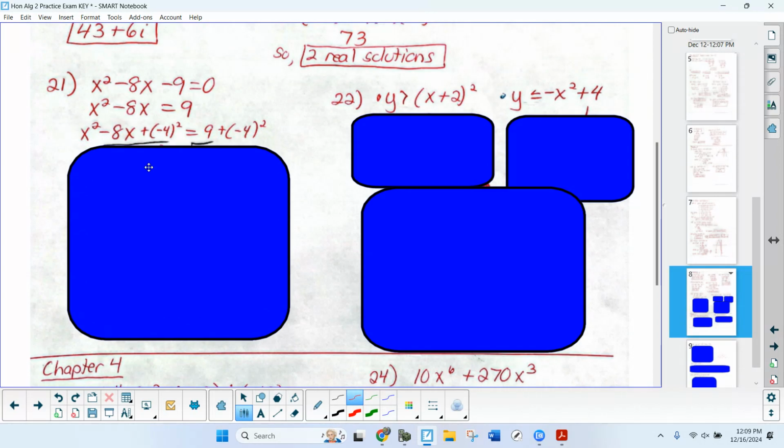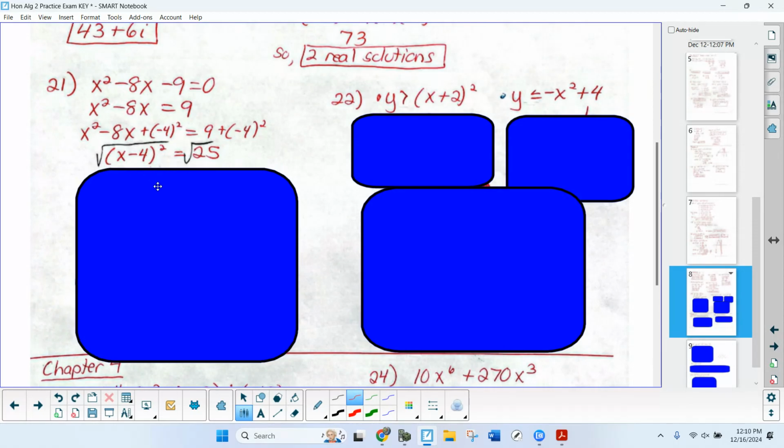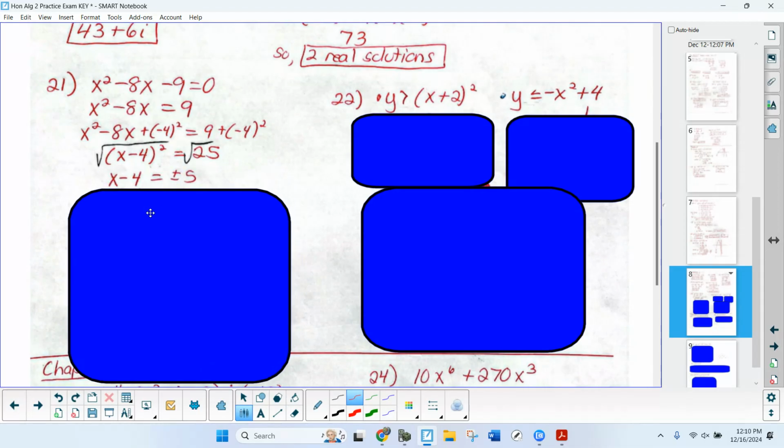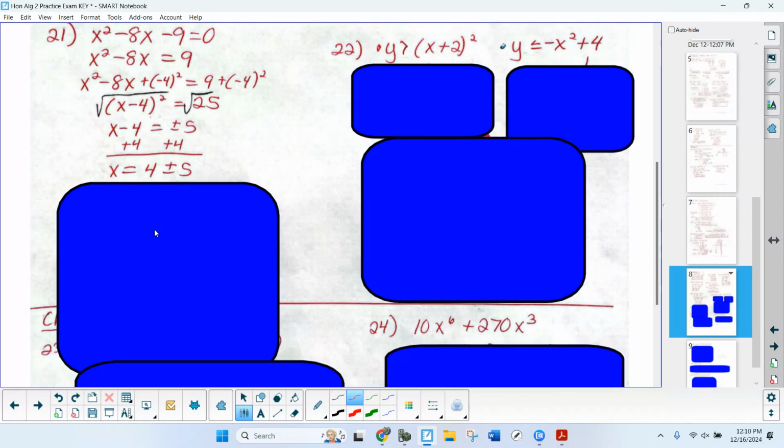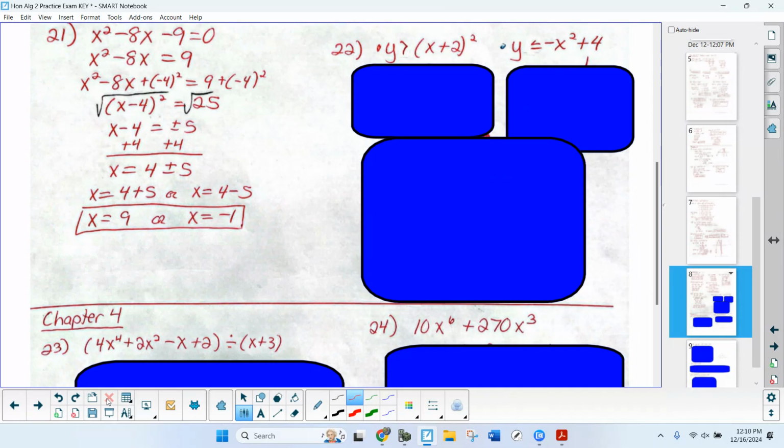Good. You just did it to one. And then over here you get 25. And then over here, this side factors into x minus 4 squared. Then to undo the squared, you get x minus 4 is equal to the square root of 25, which is plus or minus 5. Yep. And then you add the 4 to the other side. It's x equals 4 plus or minus 5. And then right here you do 4 minus 5 is negative 1. And then 4 plus 5, which is 9. Good. So your answers are 9 or negative 1. Very good. How'd you do on completing the square? Good? Okay.